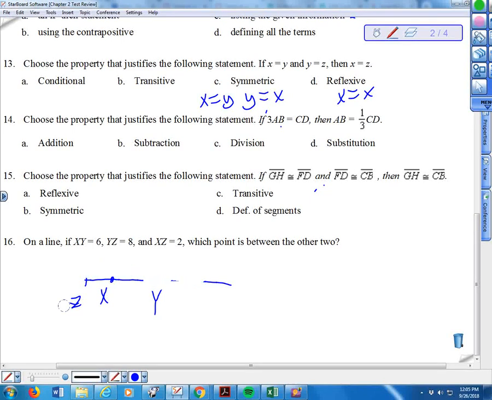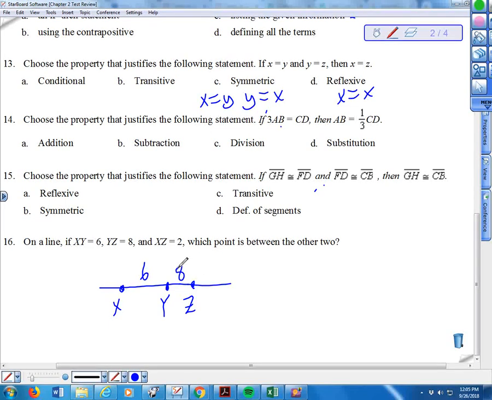Let me try this again. So who can tell me how to graph this? How to sketch it? Someone talk me through it. So you draw one. It says x and y, and that's 6. And then from y, you do another point to the right as z. Y to z is 8. And so x to z is -2.